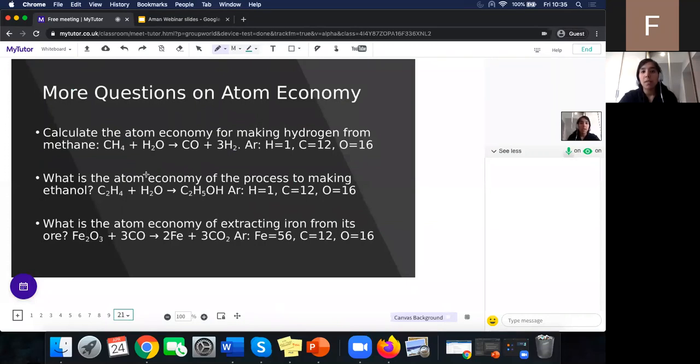So remember, the atom economy is all about MRs and ARs. For the hydrogen, there's 3 of them, first of all. So 6 is the MR or the AR of hydrogen.